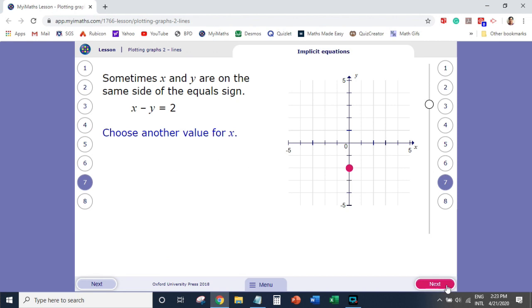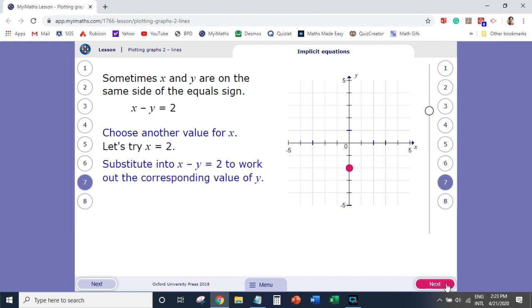Next, the second point, choose another value for x. Let's try x equals 2. So let's substitute the 2 for the x. So if x equals 2, we change our x to positive 2. And then remember to do inverse operation. We want y alone here. So this is positive 2. The inverse of positive 2 is negative 2. So you have to do minus 2 to become 0. Minus 2 also here. And this will also become 0.